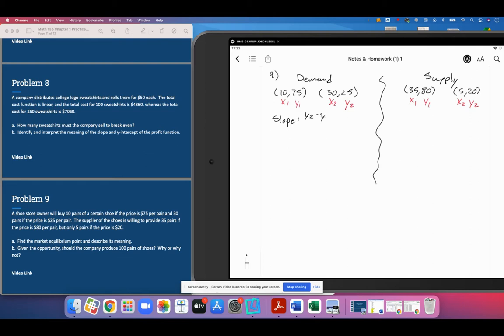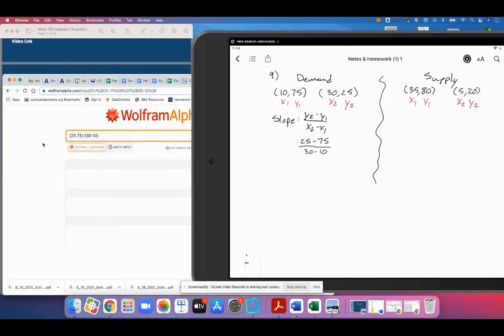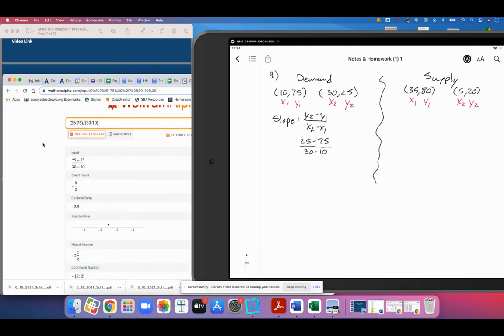We've got for slope y2 minus y1 over x2 minus x1, which gives us 25 minus 75 over 30 minus 10. And I'm going to swing it to Wolfram to do that for me. So 25 minus 75 over 30 minus 10. And we get the slope of negative 5 over 2, or negative 2.5. I'll go with negative 2.5.